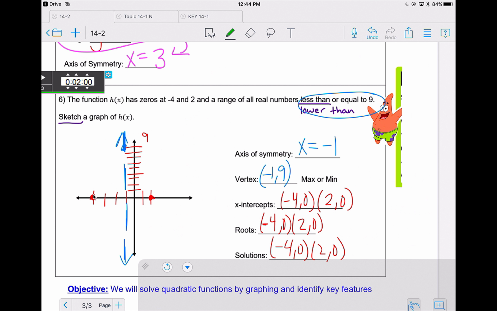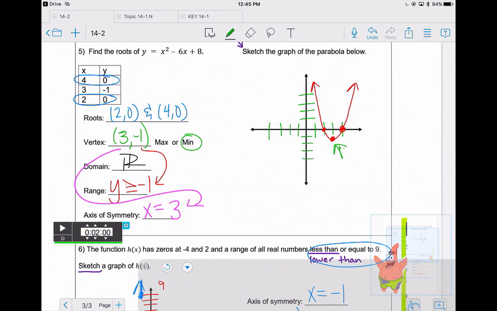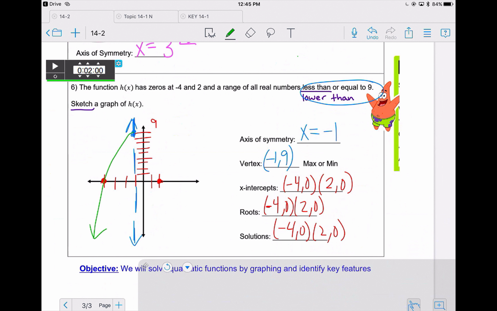So we found the x by counting between and finding the middle between my intercepts. And then if my range is no higher than 9, remember your range comes directly from your vertex. So that must mean my vertex goes through 9 for the y's, and then axis of symmetry, negative 1 for the x. This is going to be a maximum because you cannot go any higher than 9, meaning 9 is my max.